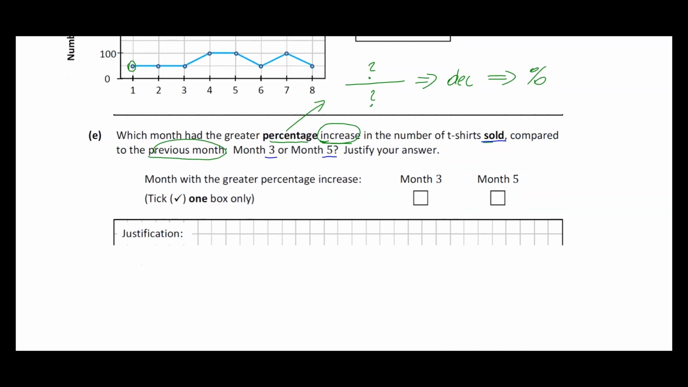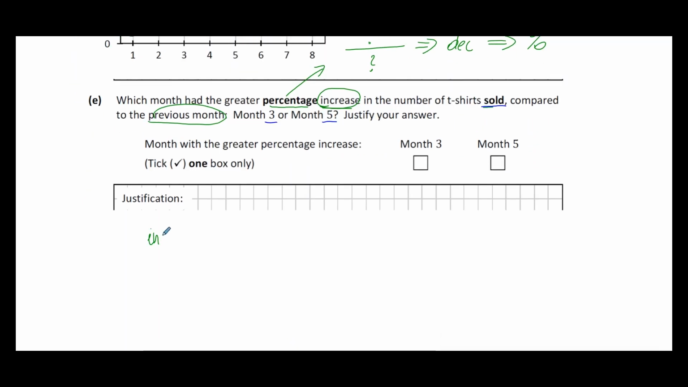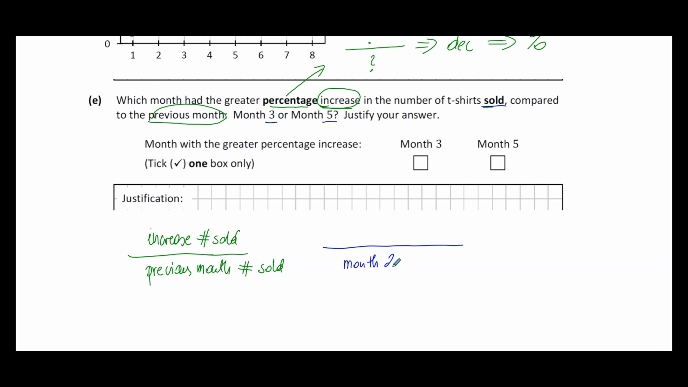So on the top of the fraction, we're going to have increase. And then at the bottom of the fraction, we're going to have previous month. And in this case, what we are looking for is the number of t-shirts sold, isn't it? And the same here, number of t-shirts sold. Okay, so if I'm looking at particular month 3, that means an increase. I'm looking at the previous month, so I'm looking at month 3 and month 2. Previous month is month 2.